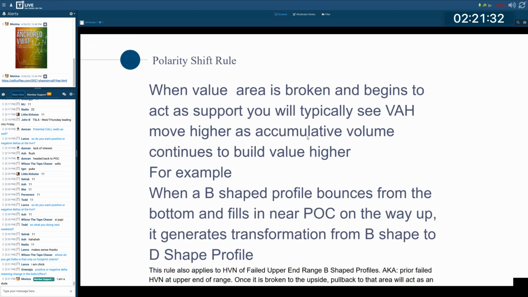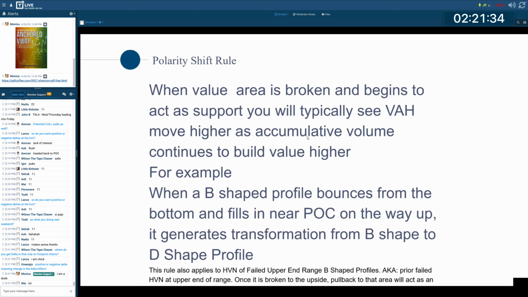The polarity shift rule. Okay. All right then. Why are there two different fonts there? I committed a font mistake.